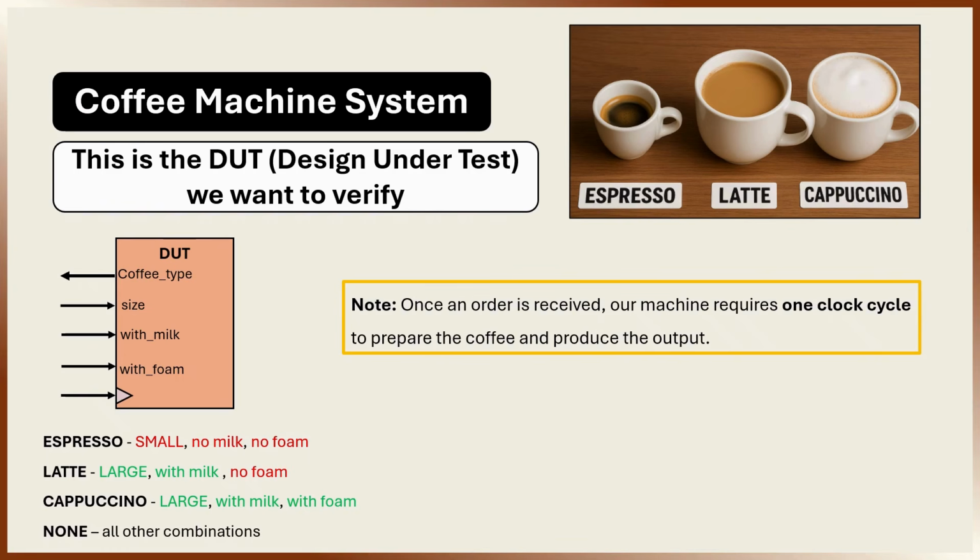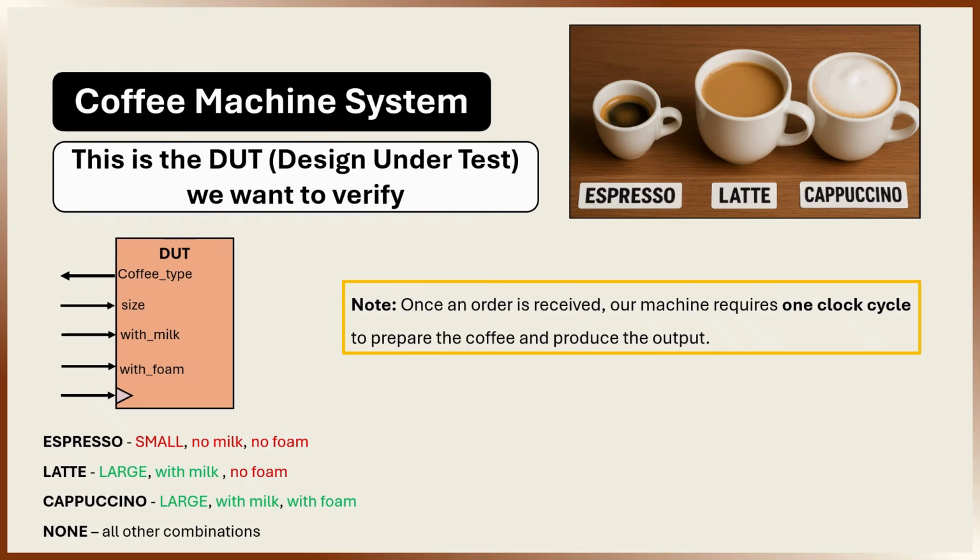There is one important rule. Once an order is received, the machine needs exactly one clock cycle to prepare the coffee and produce the correct output. Here are the drinks our coffee machine supports: espresso, small, no milk, no foam; latte, large, with milk, no foam; cappuccino, large, with milk, with foam; and for all other input combinations, the output is none.